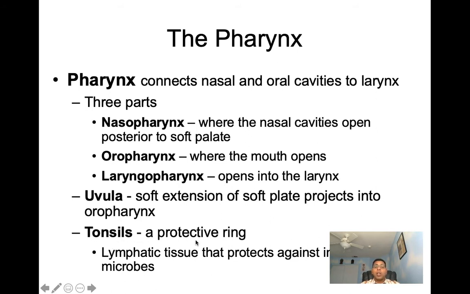Our tonsils are going to be a protective ring. They're a protective ring of lymphatic tissue that's going to protect us against inhaled microbes. I like to think of them as the bouncers or the security that's going to be found at the entrance of something, and this is going to be at the entrance of the pharynx. So in the oral cavity and the nasal cavity, we'll be able to appreciate different types of tonsils.